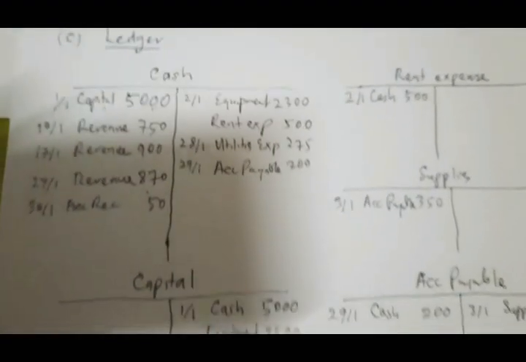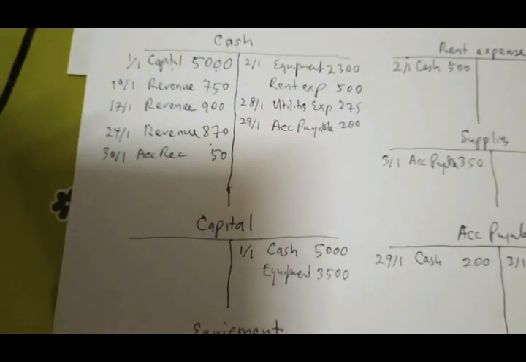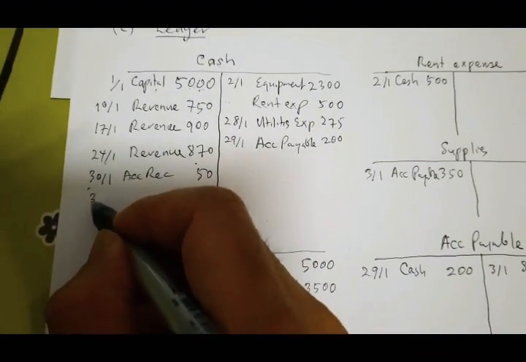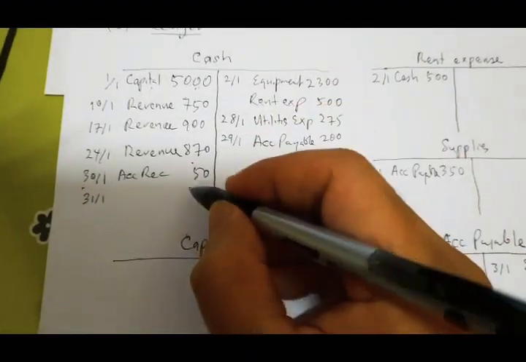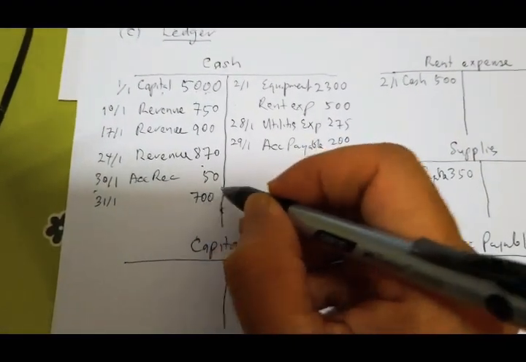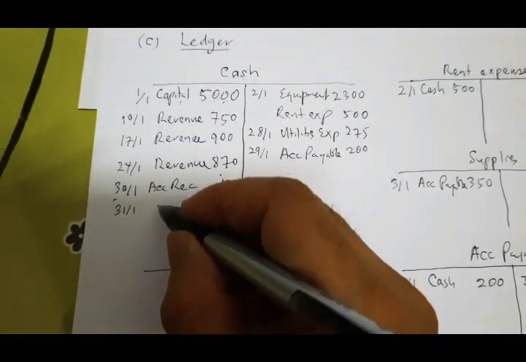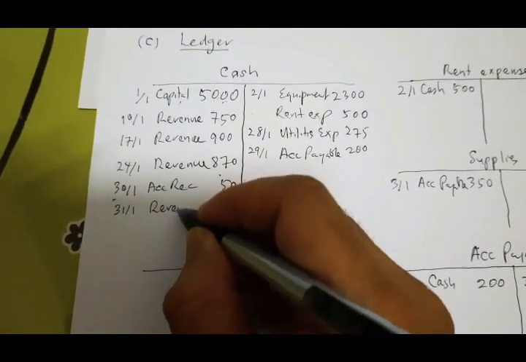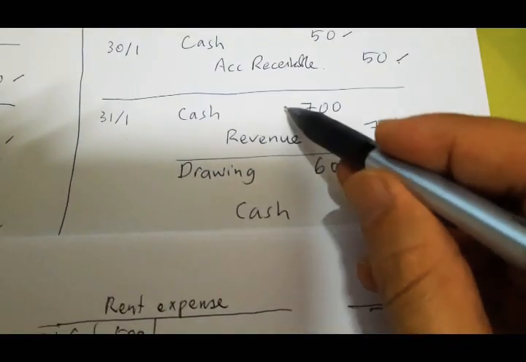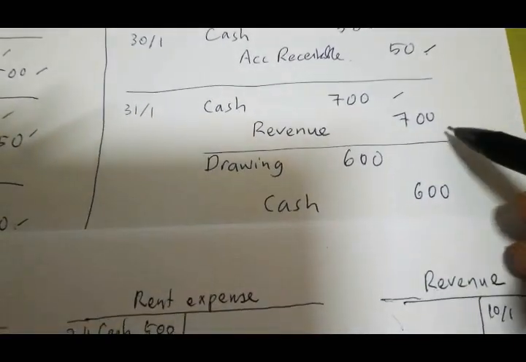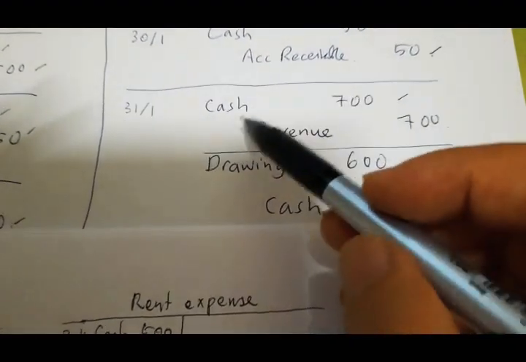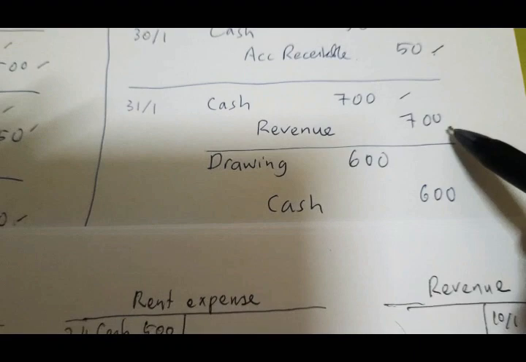So you know we have account cash. So debit cash, 31st of January, the amount is 700. Refer to account revenue. They go together, so this one is done. And then credit account revenue 700. Refer to account cash.